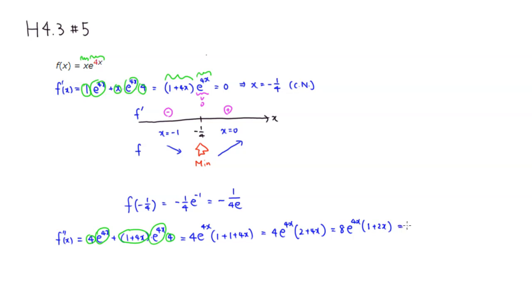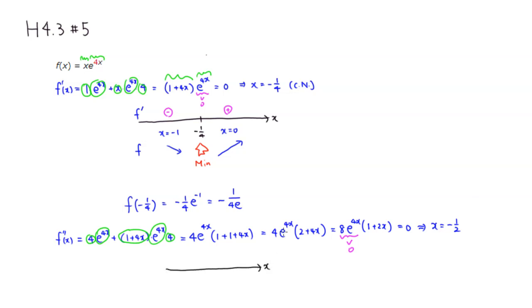If you set that equal to 0, this part right here is always positive, so we cannot get 0, but we can make that guy equal to 0 to get x equal to negative 1/2. So the inflection point is probably going to happen there, but we just need to make sure.